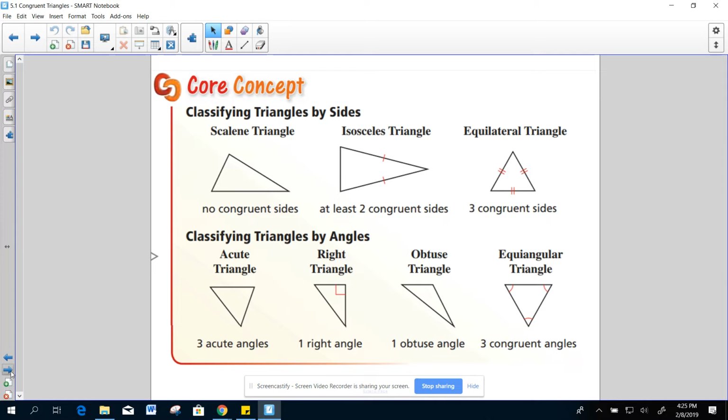You're going to notice the top line is everything by sides. So we have scalene, isosceles, and equilateral. Notice that the short definitions are underneath. Then we're going to classify triangles by angles: acute, right, obtuse, or equiangular. Notice equiangular might be a new one for you. It's where all of the angles are the same. Many of you will probably argue that it's the same as equilateral. It is, okay? One is just by sides and one is by angles.